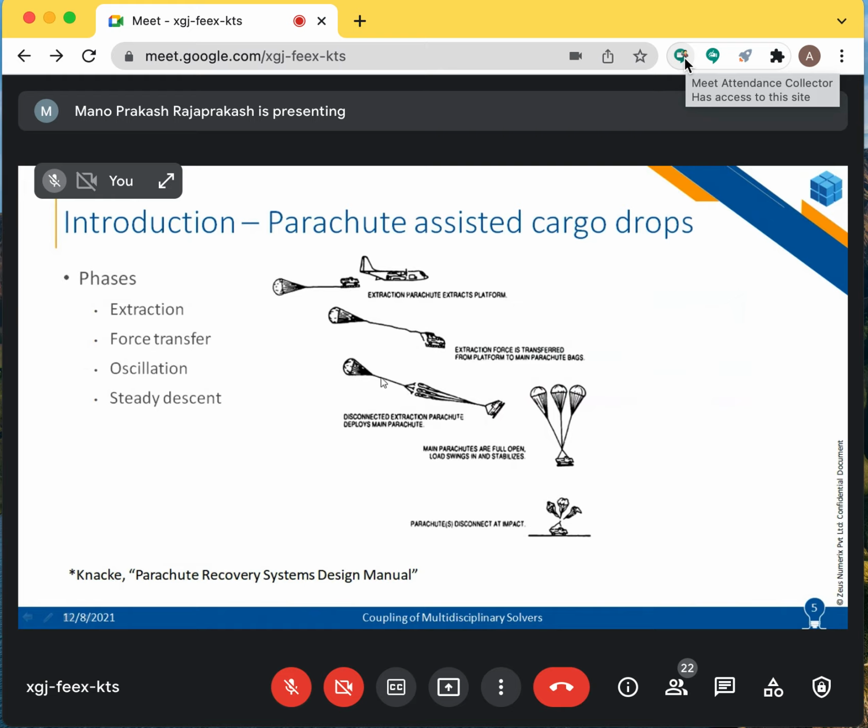So there is no connection between this extraction parachute and the main parachute. Once the main parachute starts inflating, that's how we see that it is getting disconnected. Now, as we move to the next stage, from this phase to this phase, there is going to be a lot of oscillation. The entire system is going to oscillate about a fixed point, and then ultimately it is going to achieve a steady state. There is going to be some stabilization, and then a steady descent till the payload touches the ground. So these are the different phases that we see in parachute assisted drops.